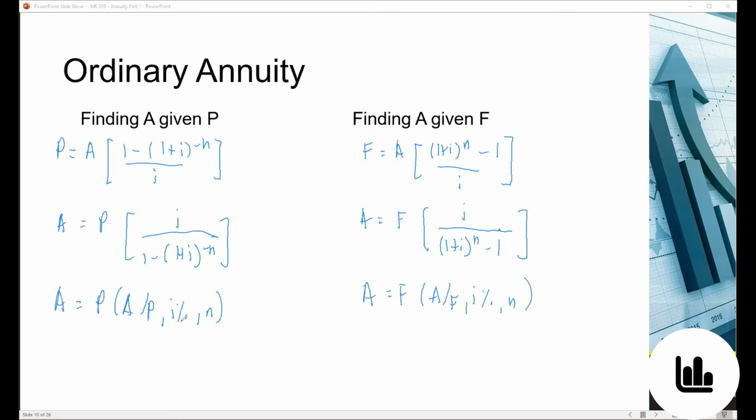Okay, this multiplied factor, we will call this the, or this is also called the capital recovery factor. Ito naman, tong factor naman dito, sinking fund factor. Tawag natin. Alright.